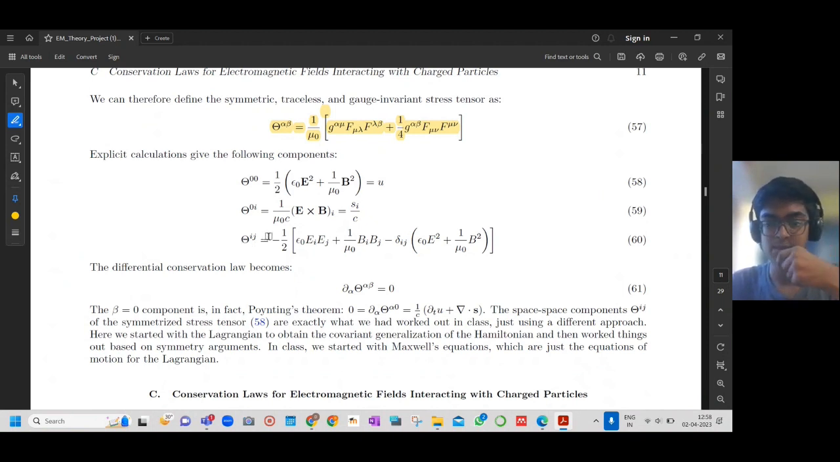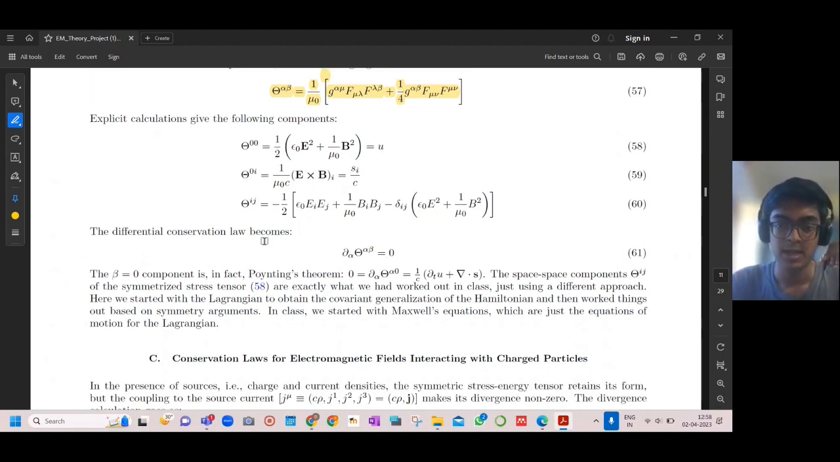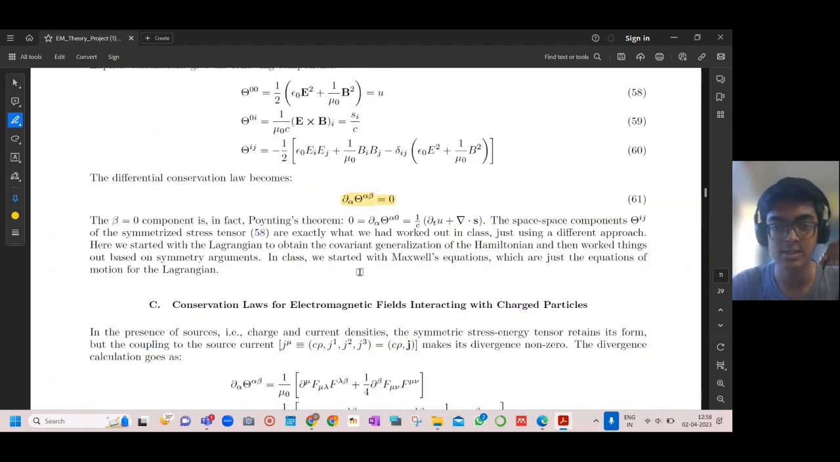And the space-space components are something that we had actually worked out in class. We had worked out Tij, which was in terms of E and B. We started with the conservation of energy and then conservation of momentum and worked this out. So we actually arrived at the same thing naturally. The conservation law then becomes the four divergence of theta vanishing, contracted over the first index. This encodes the Poynting theorem as well as conservation of field momentum if no sources are present.